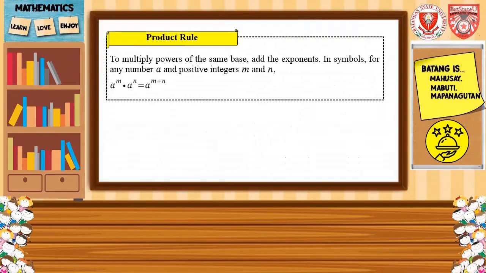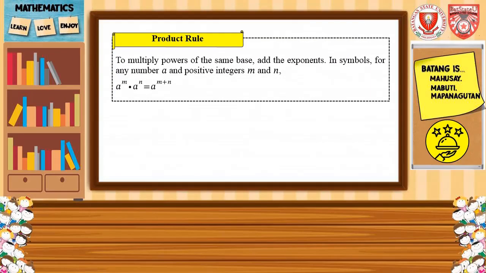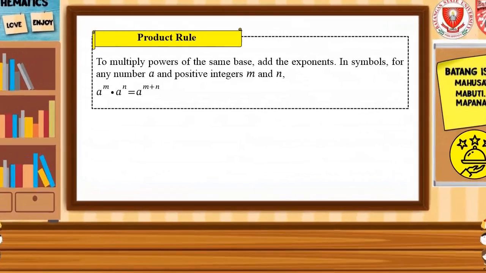This rule is called the product rule. To multiply powers of the same base, add the exponent. In symbols, for any number a and positive integers m and n, a raised to m times a raised to n is equal to a raised to m plus n.